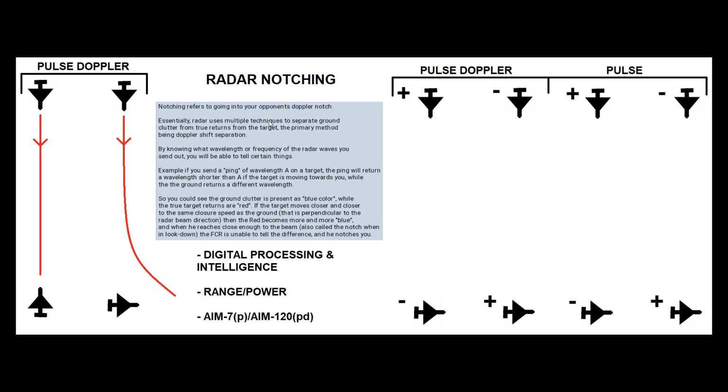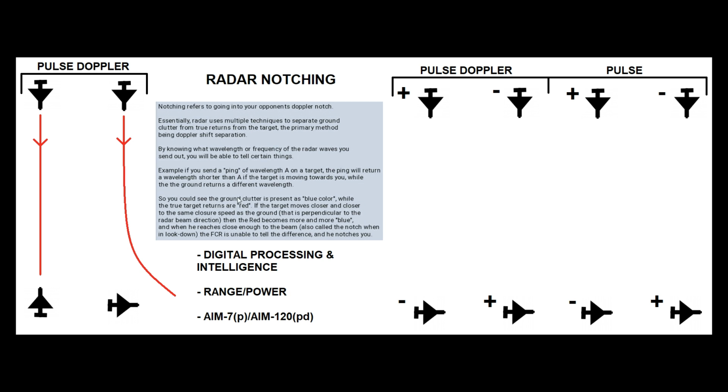Essentially, radar uses multiple techniques to separate ground clutter from true returns from the target. The primary method being Doppler shift separation. By knowing what wavelength or frequency of the radar waves you send out, you'll be able to tell certain things. Example, if you send a ping of wavelength A on a target, the ping will return a wavelength shorter than A if the target is moving towards you, while the ground returns a different wavelength.